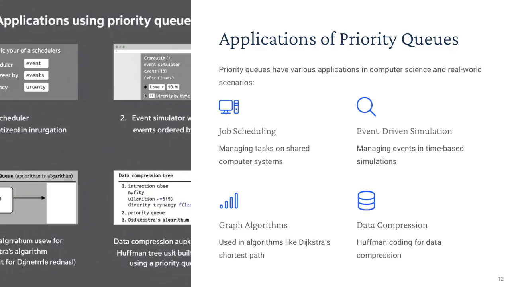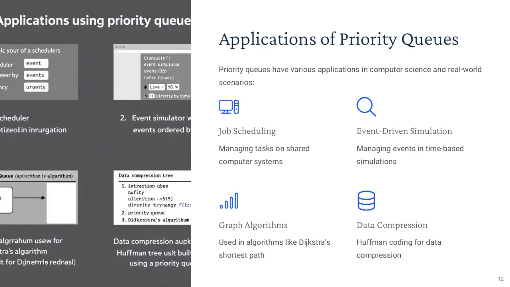Priority queues have numerous real-world and computational applications. In job scheduling, priority queues manage tasks by priority, ensuring that higher priority jobs are executed before lower priority ones. Similarly, in event-driven simulations, a min priority queue is used to process events in chronological order, with the event having the earliest timestamp being handled first.